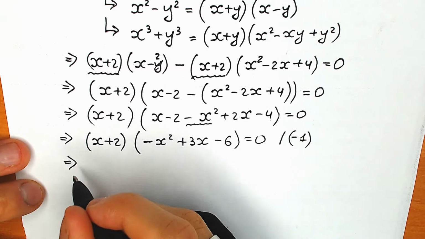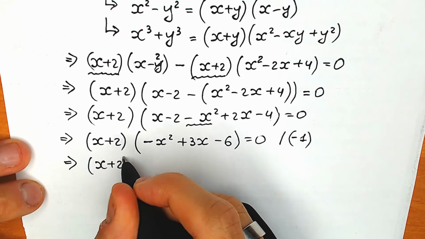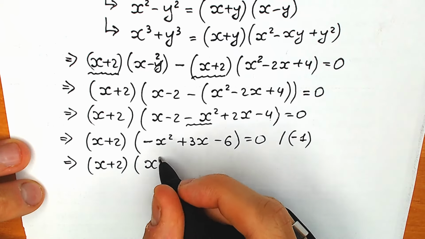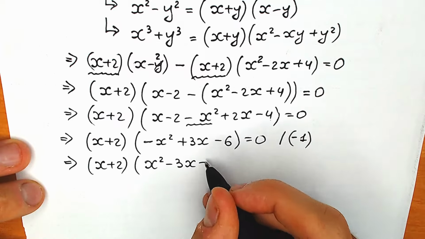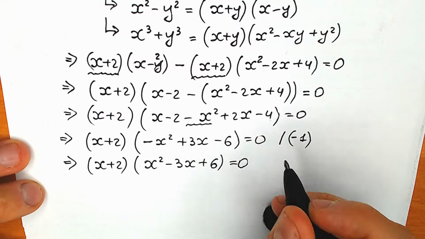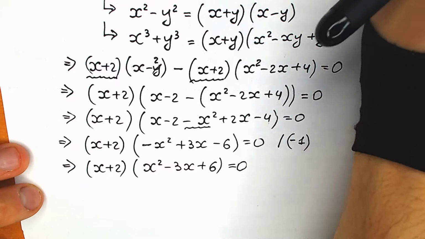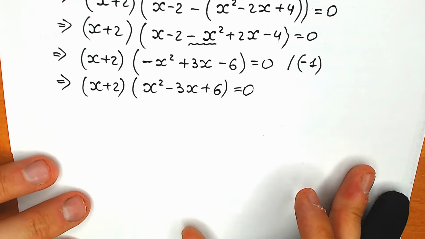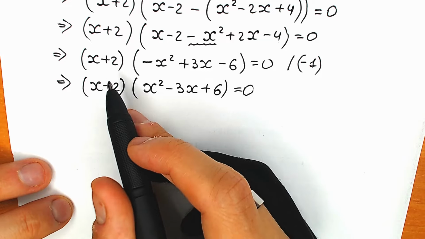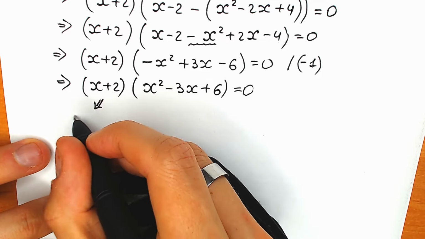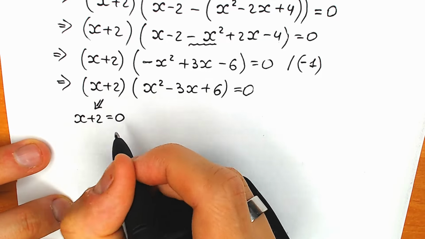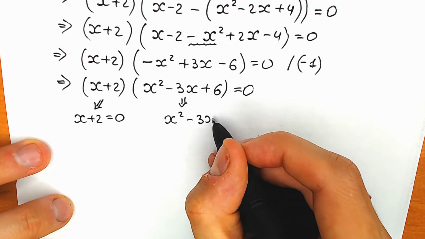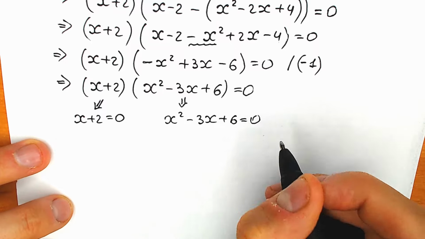And that's why we have x plus 2 in the beginning without any changes. But this one, we're going to change all the signs because of this negative. Okay, so x squared minus 3x and plus 6 equal to 0. So I really hope you understand this part. So what we're going to do next? Of course, a product equal to 0 when the first parenthesis equal to 0. So from here we have that x plus 2 is equal to 0. Or the second parenthesis is equal to 0, or x squared minus 3x plus 6 is equal to 0.